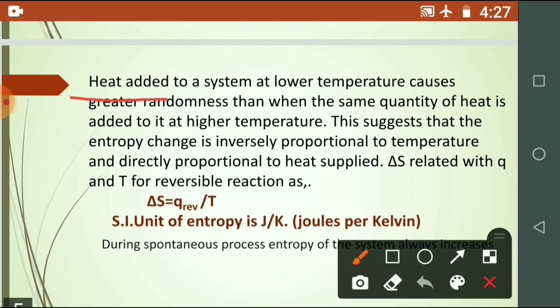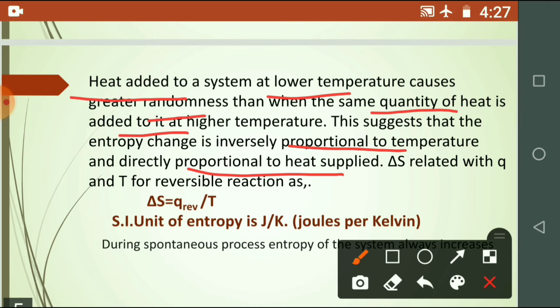If heat is added to a system at a lower temperature, it causes greater randomness than when the same quantity of heat is added to a system at higher temperature. This suggests that entropy change is inversely proportional to temperature and directly proportional to heat supplied.